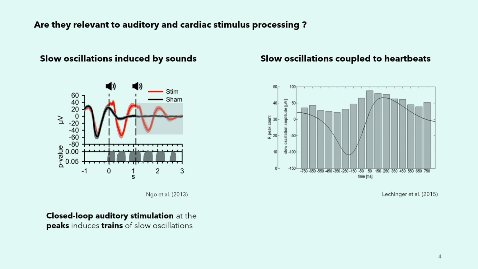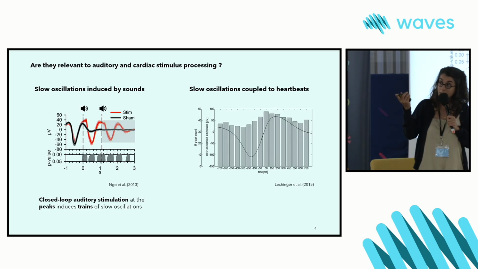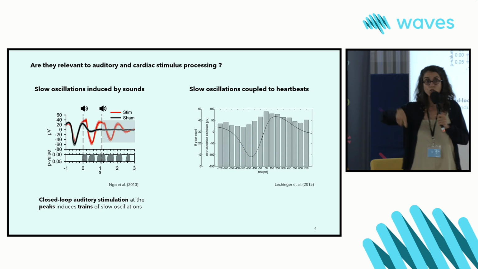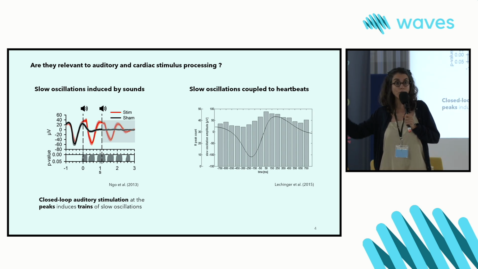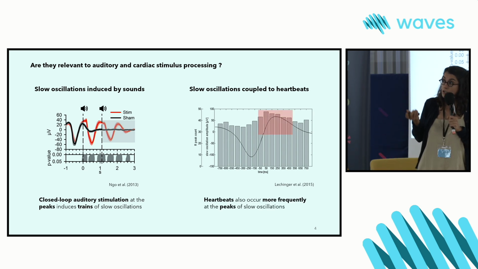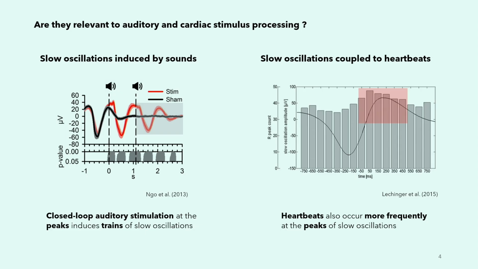The second line of evidence comes from the investigation of the coupling between the brain and the body in sleep. This seminal study, looking at the distribution of R peaks along the slow oscillation cycle, shows that the R peaks tend to cluster around the peaks of the slow oscillations, suggesting that indeed there is some form of coupling between the brain and at least the cardiac signal, as you can see here in this case, even in deep sleep.